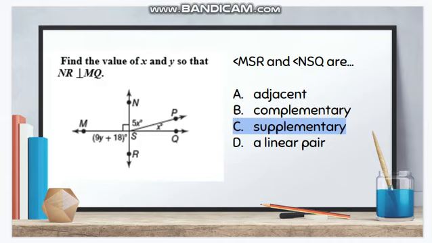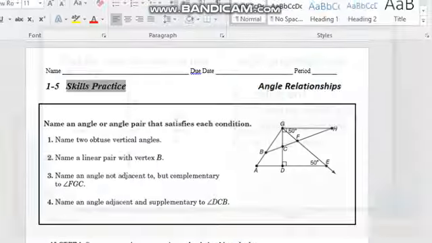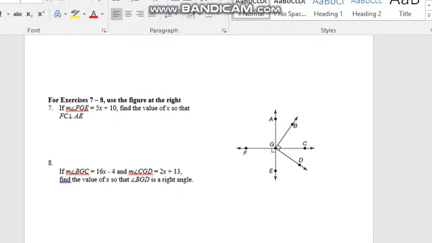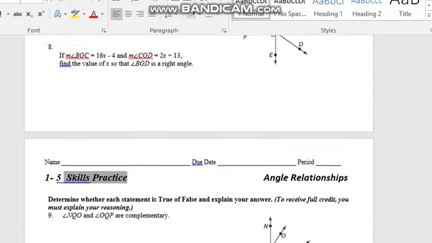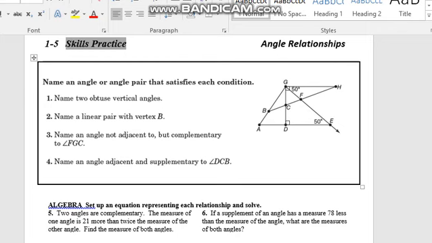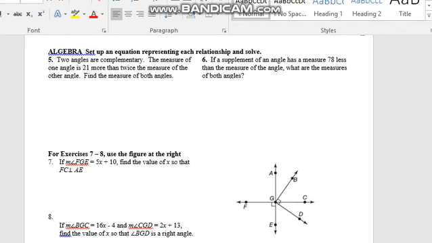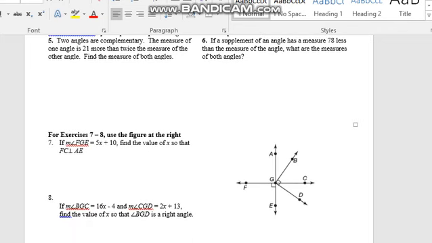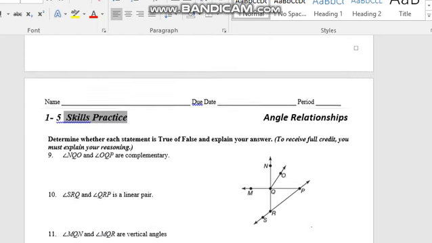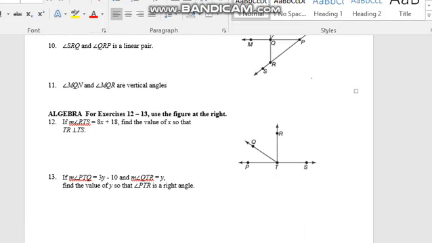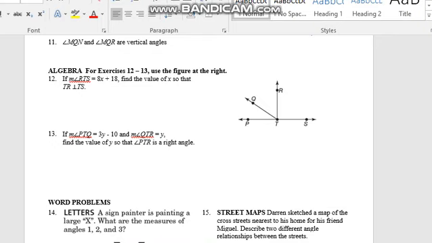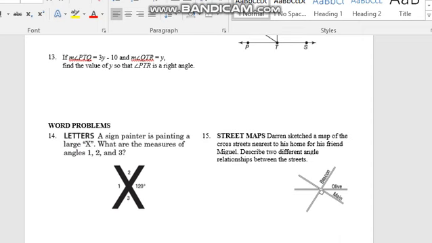So your homework for today is going to be this page right here and this page right here. So naming angles here, and then four algebra problems here, and true or false here. Explain your answer for full credit. And then algebra and word problems.